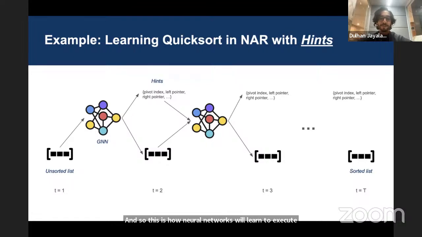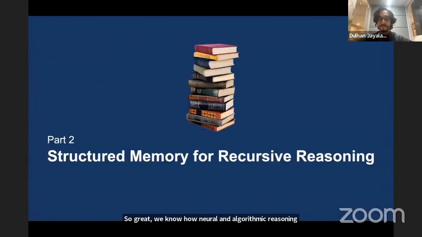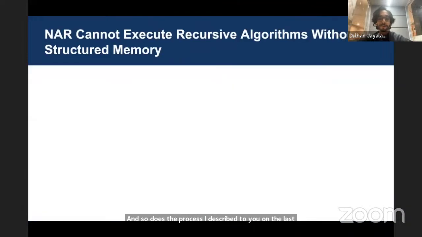So great, we know how neural algorithmic reasoning works now, but what about recursive algorithms? And notably, the example I just gave you, quicksort, is a recursive algorithm. And so does the process I described to you on the last slide really work for recursive algorithms? And I'd like to convince you that without structured memory, neural networks can't execute recursive algorithms well.